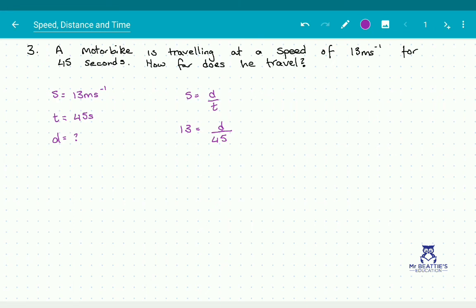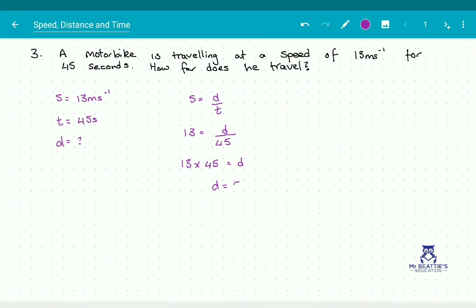Now that doesn't quite work for us because we need distance on its own. Okay, so what you can do to this to correct it and get it the right way around is if you multiply both sides by 45, or if you change this up to the other side and it's divided on this side, it becomes multiply on the other. So it'll become 13 times 45 is equal to the distance. So we'll be able to then write out what our distance is in meters, which is 585 meters.